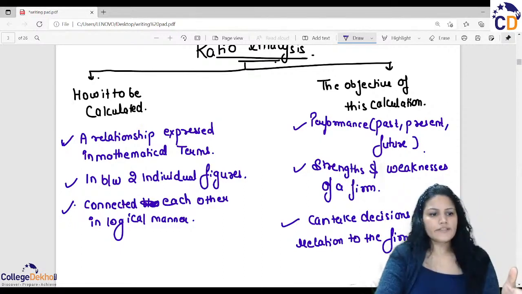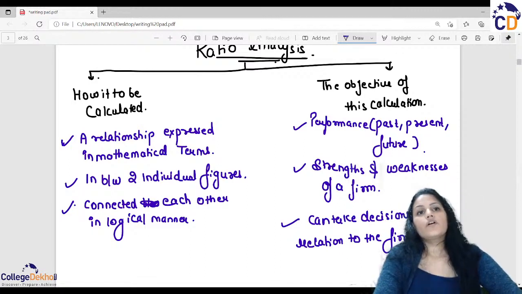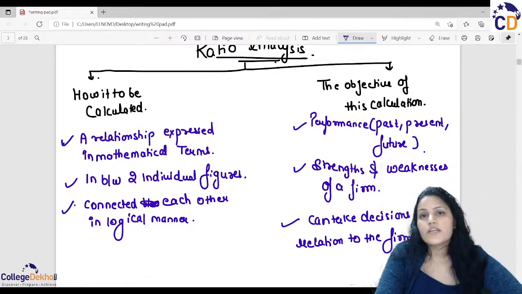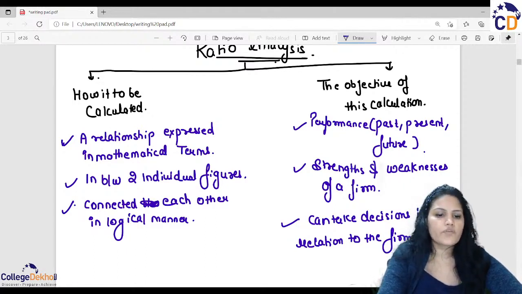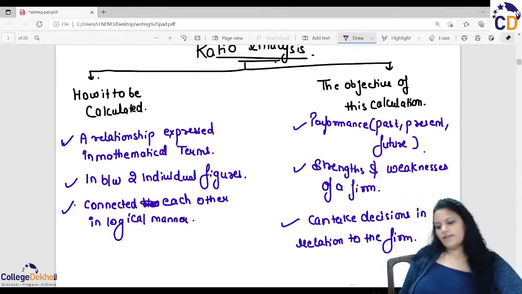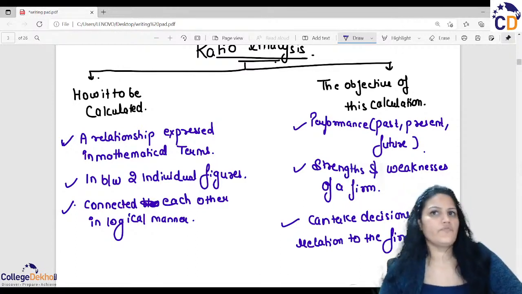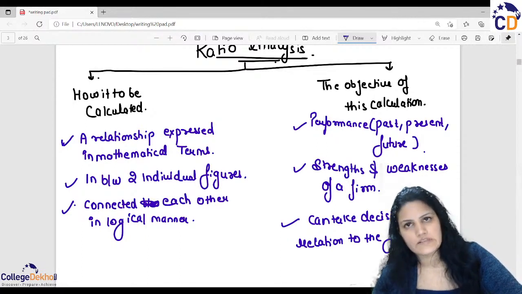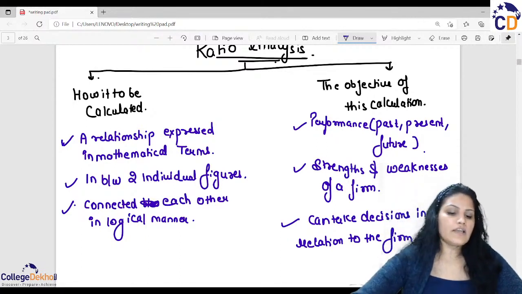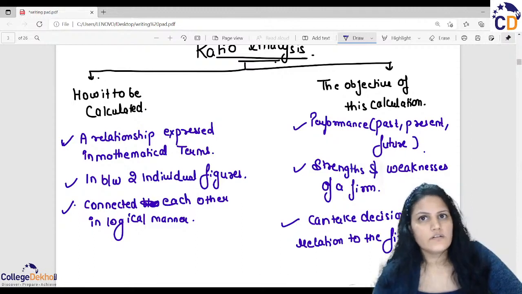How is it to be calculated? That means the process in which you may calculate the ratios. And second, what was the objective behind this calculation? That is the performance. You should understand the performance of the company or the firm, and what were the strengths and weaknesses of the firm. And next, you can easily take decisions in relation to the firm. Let's make one example. If in the last year profit was 25% of sales.